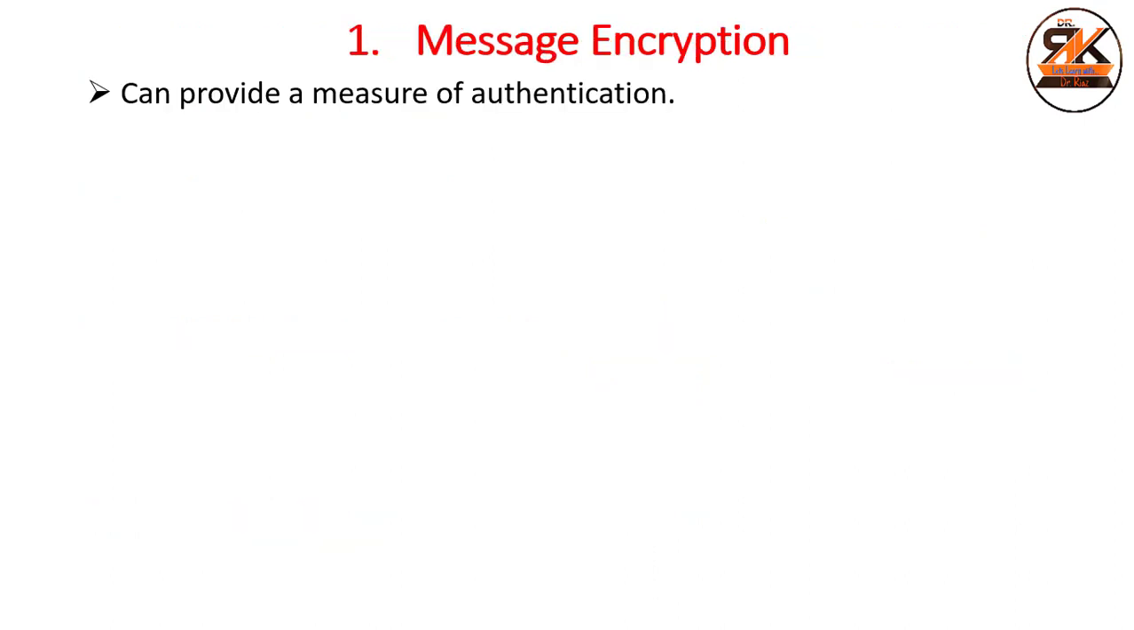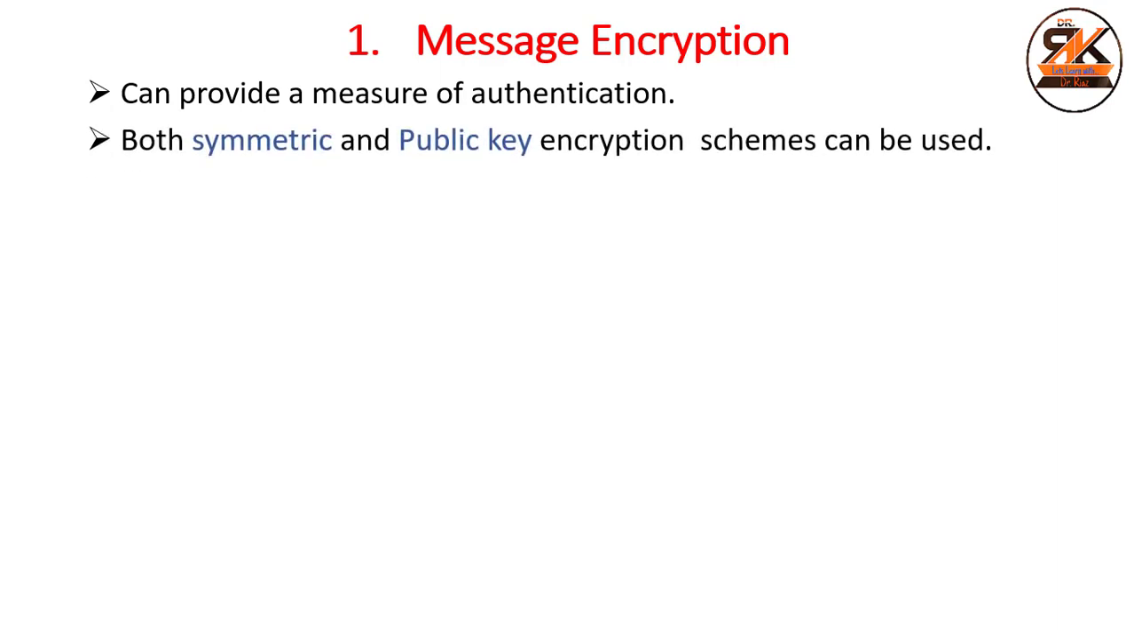Message encryption can provide a measure of authentication. We have already seen that in symmetric or asymmetric encryption, we can encrypt the message, and that ensures the authentication of that message when it is in the encrypted form. For that process, we can use both symmetric and public key encryption schemes. In symmetric encryption, a shared key is used that is known to both the parties who are communicating.